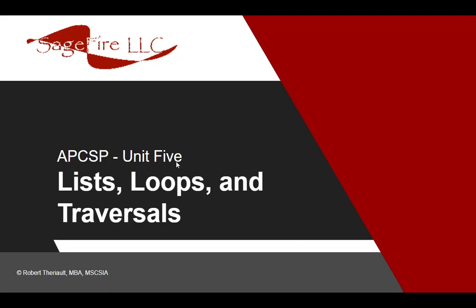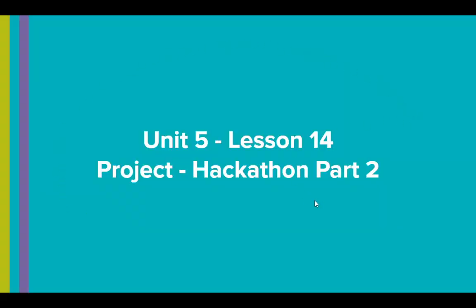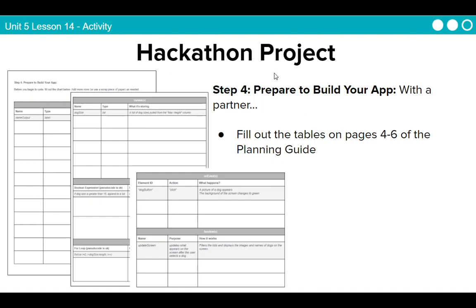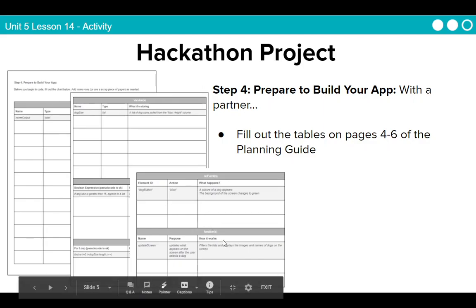This is Unit 5, Lists, Loops, and Traversals. We are on Part 2 of the Hackathon, Lesson 11. Let's get straight into it. We're pretty much finishing up the paperwork part of it, right? So today is the rest of the paperwork.